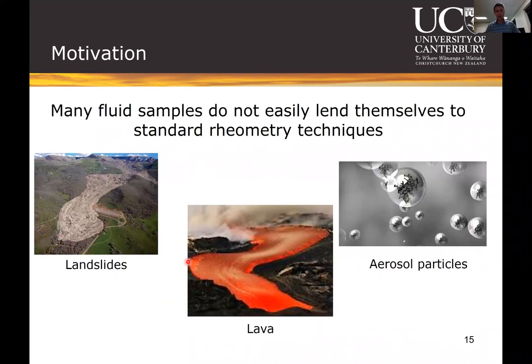In contexts where using a rheometer is not really an option, and here I've listed a few, they're all related to geophysical flows, but there are others. If you've got a slurry, such as a landslide, it's obviously not something that you can easily put in a viscometer. If you've got a lava, which is of particular interest to our project, it's very hot, it's very corrosive, it's not something that you would put in your rheometer. If you have aerosol particles, often they are too small also to be able to make a sample to put in a rheometer. So all those cases basically do not lend themselves to standard rheometry techniques, and you would like to find some alternative.